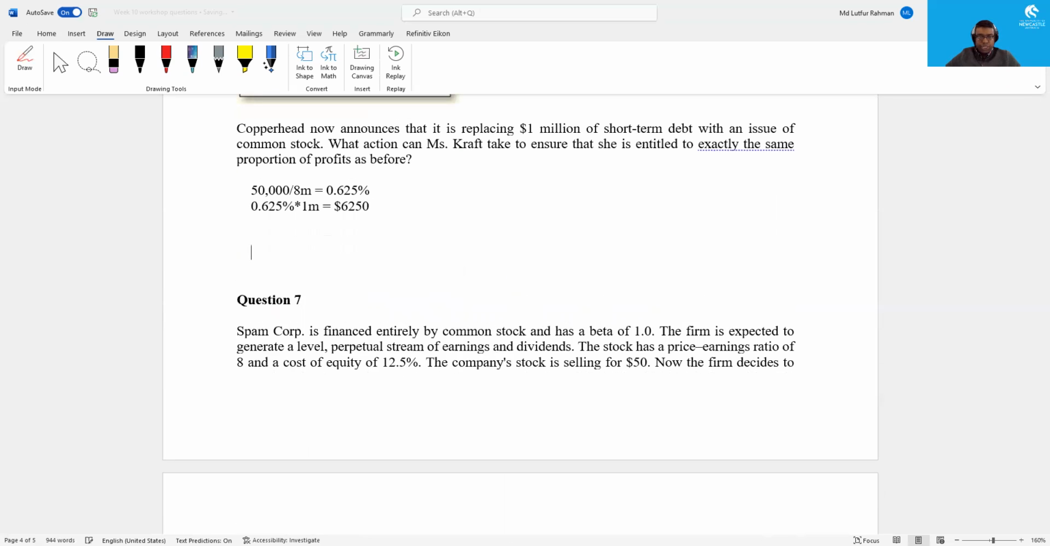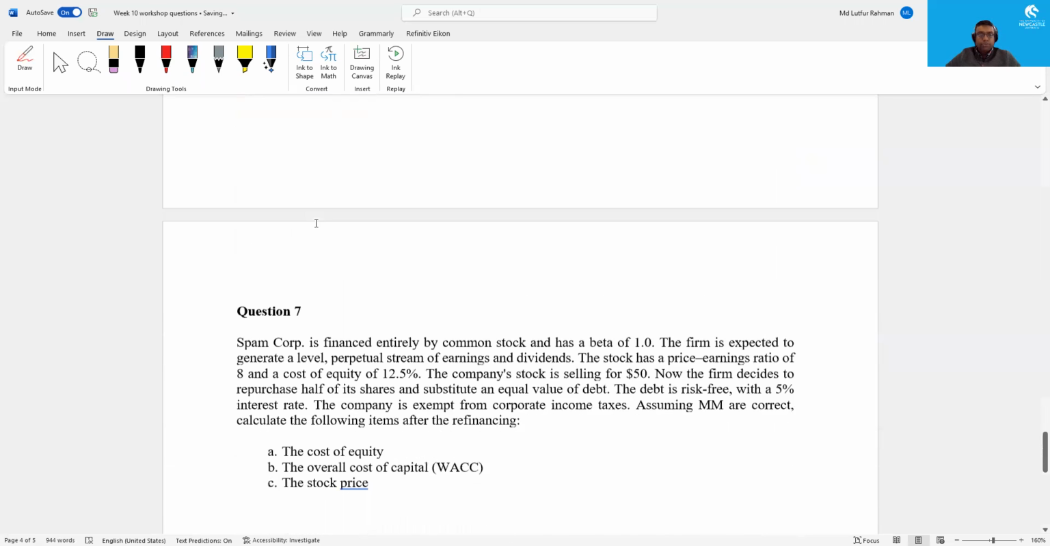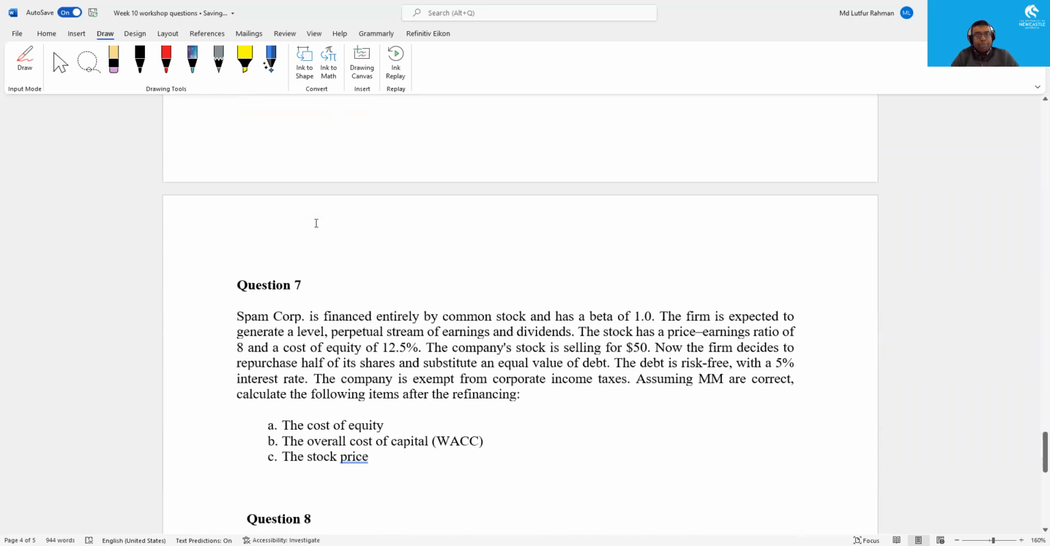The next question is: the corporation is financed entirely by common stock and has a beta of 1. The firm is expected to generate a level perpetual stream of earnings and dividends. The stock has a price earnings ratio of 8 and a cost of equity of 12.5%. The company's stock is selling for $50.